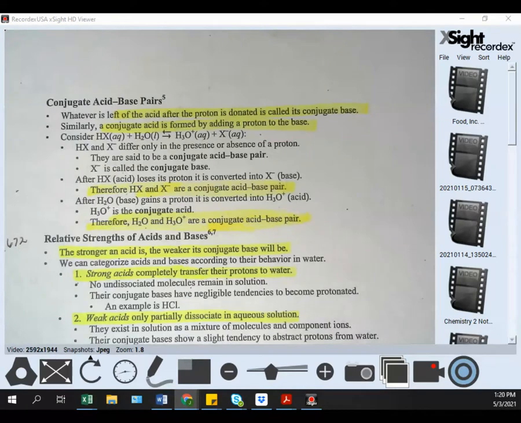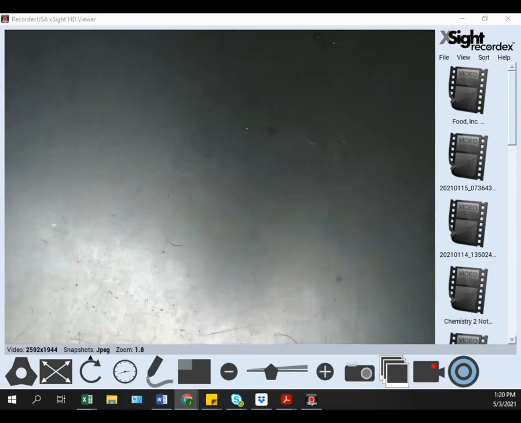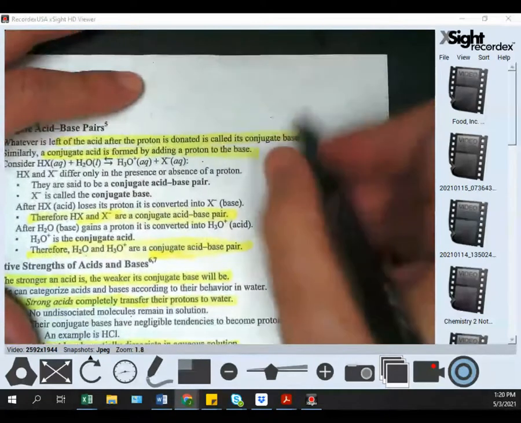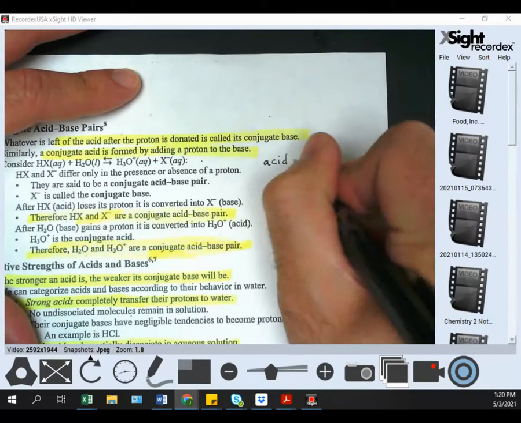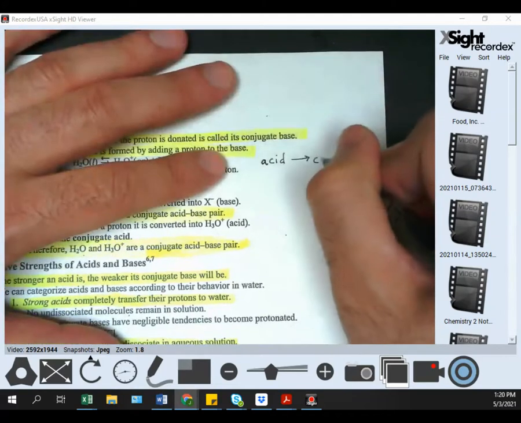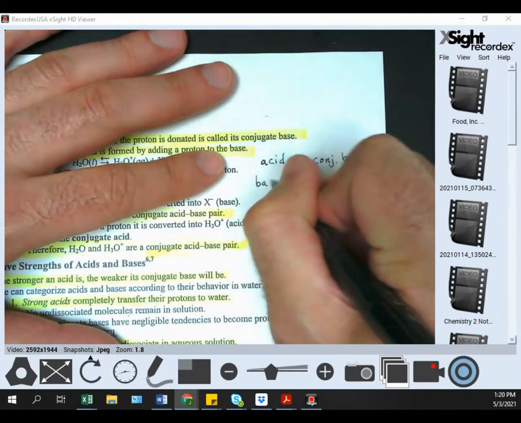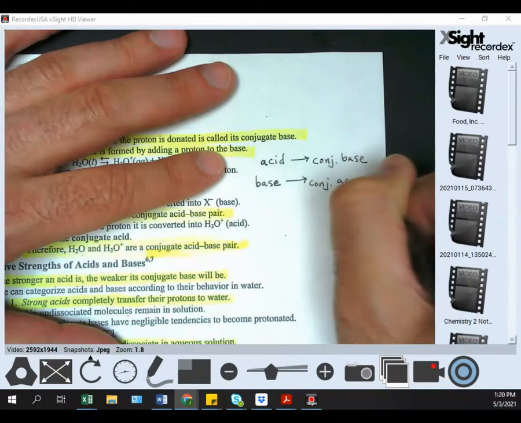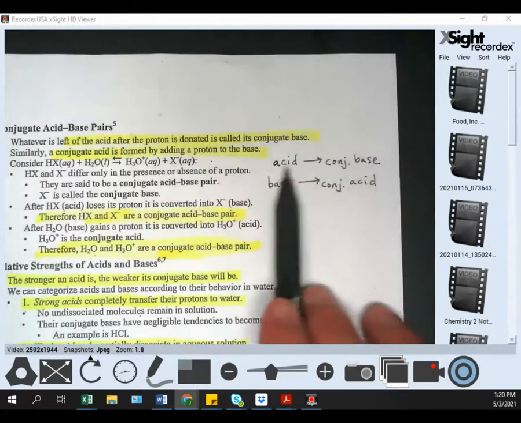So basically, let me see. I guess I can write this on the side here. An acid will turn into its conjugate base, and a base will turn into a conjugate acid. Okay. And these are called conjugate acid-base pairs.